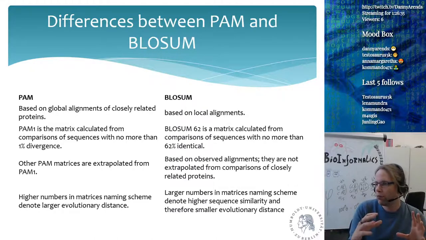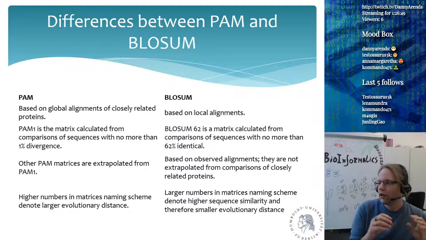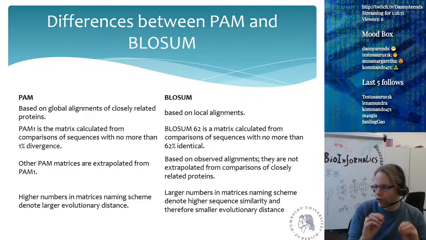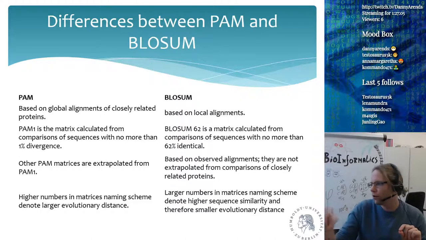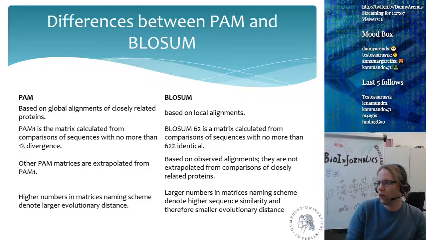So a BLOSUM50 matrix is similar to a PAM50 matrix, but a BLOSUM75 matrix is similar to a PAM25 matrix, right? Because they are defined in the opposite way. And so the BLOSUM matrices, all of them, are based on observed alignments. They are not extrapolated from comparison of closely related proteins, while the PAM matrices are extrapolated. So they made the PAM1 matrix and then the PAM2, PAM3, PAM4 matrices. They are all more or less extrapolated.